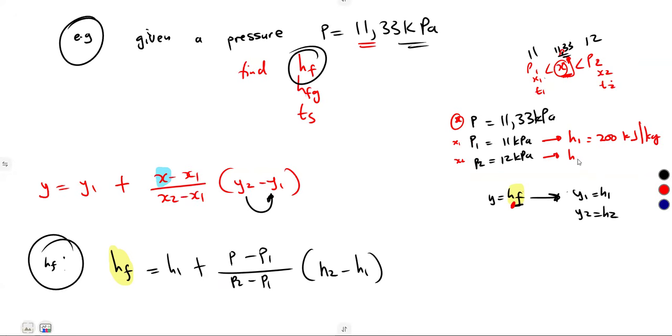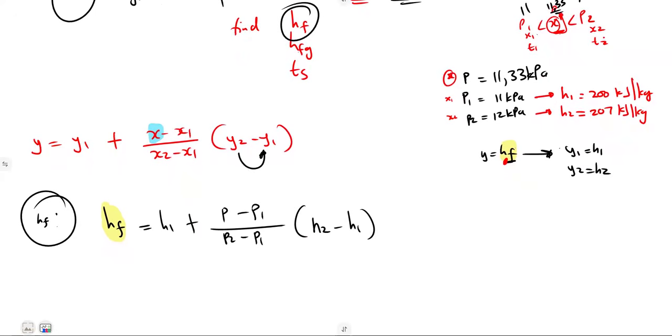Then H2 is from the 12 kilopascal, the upper one. It is 207, just like that, kilojoules per kilogram. So we have got H1 and H2. And these values now, we can substitute them back into our formula and find our HF, as we have got our formula.